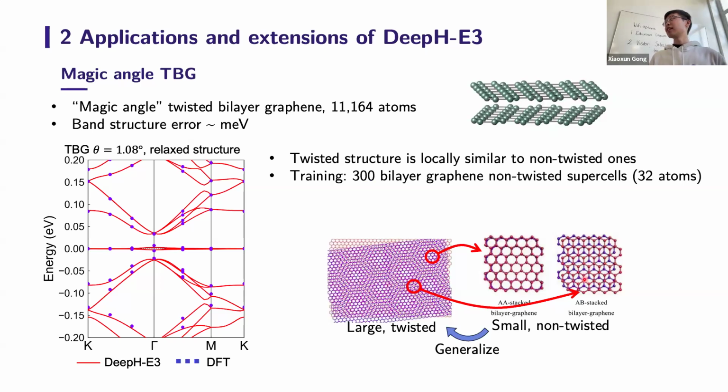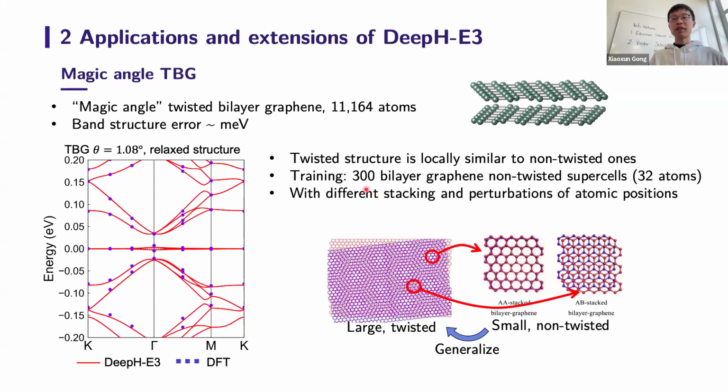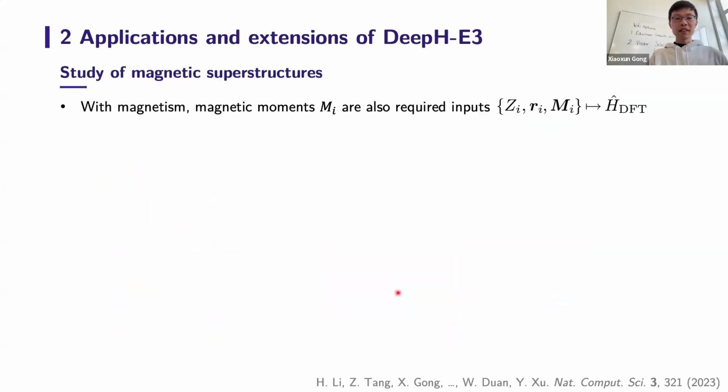Because of this local similarity between non-twisted structures and twisted structures, we can actually use only non-twisted structures as our training set. Our training set only contains 300 bilayer graphene non-twisted supercells with different interlayer stacking and also random perturbations of atomic positions. We also need to introduce random perturbations of atomic positions because in a large twisted supercell, there will be corrugations or relaxation effects, and we have to take these effects into account.